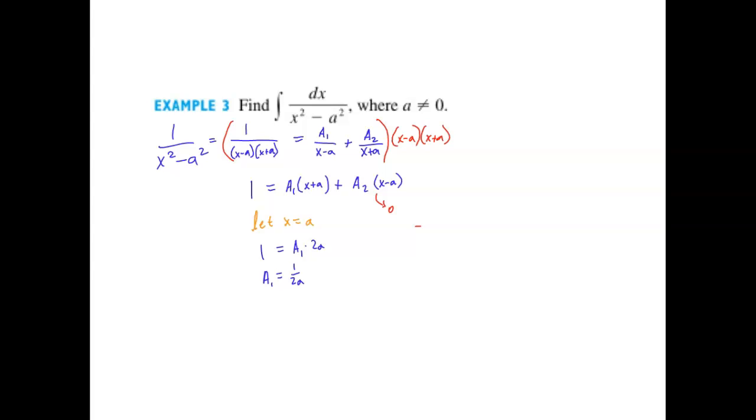And now if I want to solve for a2, we'll let x equal negative a, in which case this term becomes 0. And I'm left with 1 equals a2 times negative 2a. And so a2 equals 1 over negative 2a.